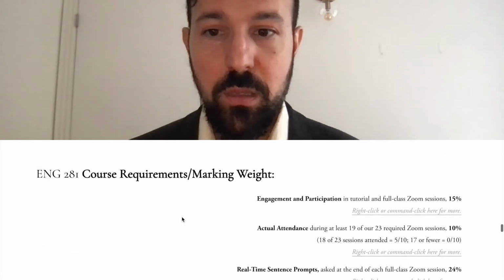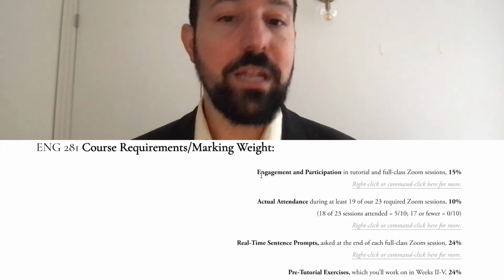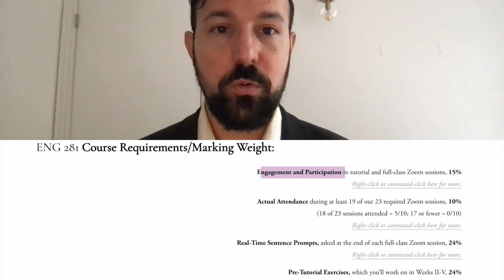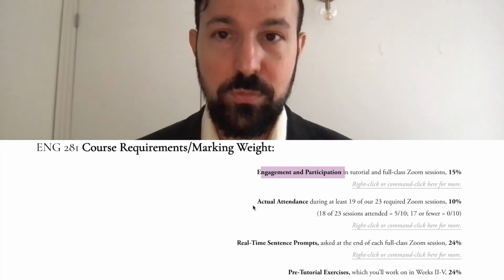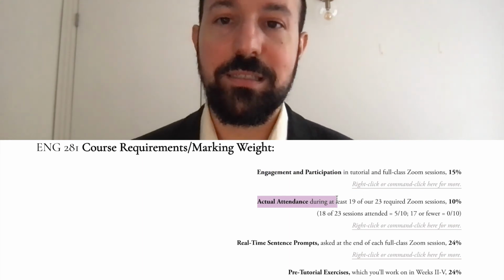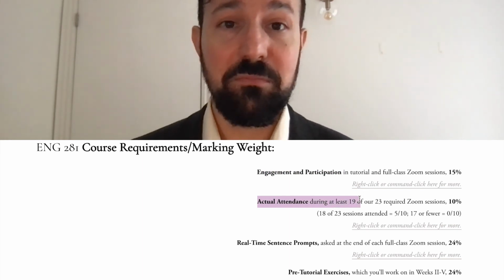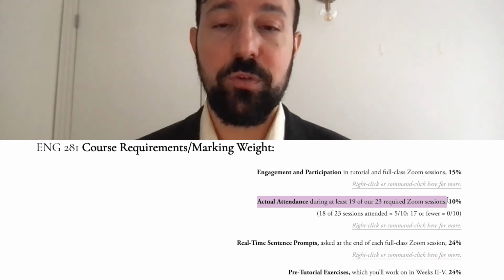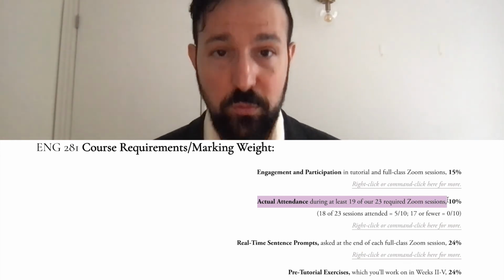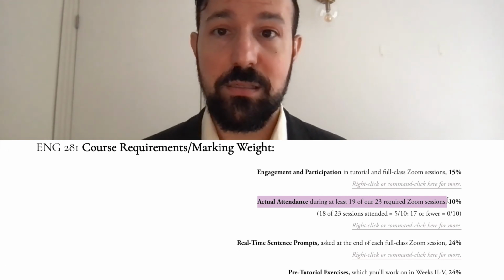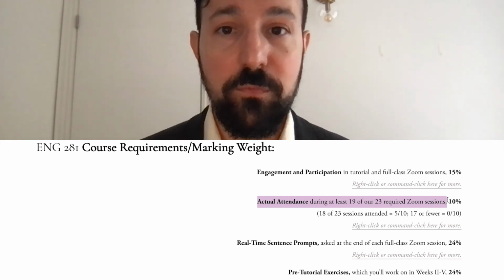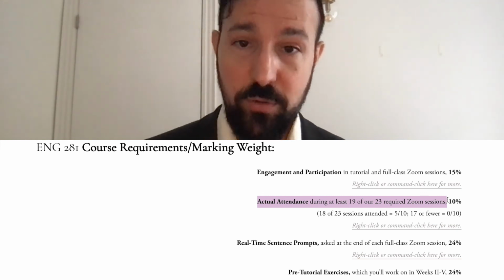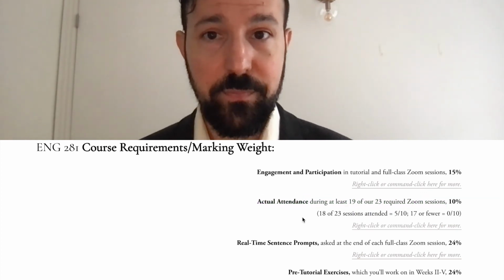Your course requirements. Right at the top of the list is engagement and participation in tutorial and full class Zoom sessions and actual attendance. You must be logged on in real time during at least 19 of our 23 required Zoom sessions. That includes both tutorials and full class sessions. You can miss 4 sessions, not counting the sessions that you missed from late registration, before I deduct credit, as follows right here.